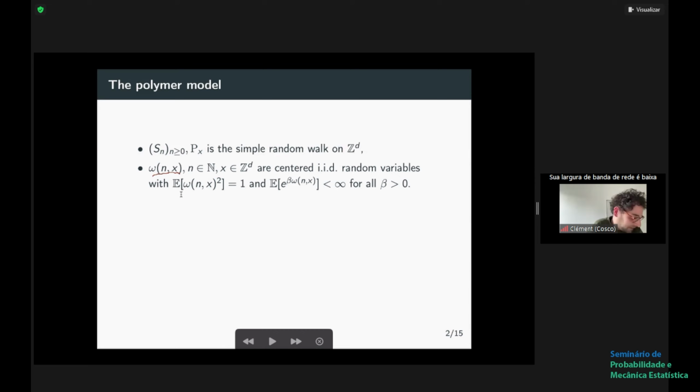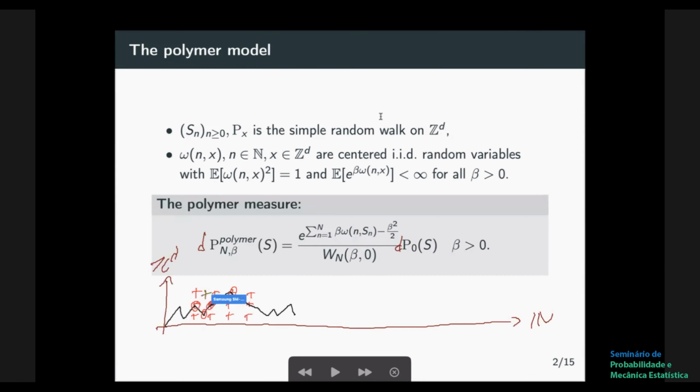And if the variables omega that are seen through the path are big, then it will give a larger contribution to the probability of the new measure. And if the sum of the random variables are small somehow, it will give a less probability to this path somehow. So it's a probability measure on the path space. So you look really on the whole path S_n here.